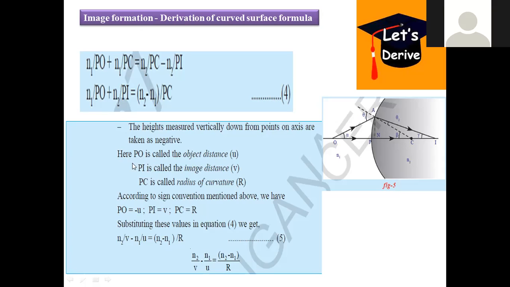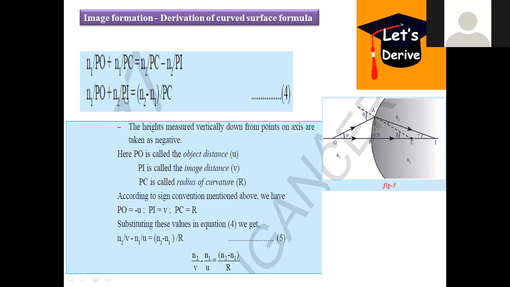Here, some of the parameters are clearly mentioned. PO denotes the distance from the pole point to O point. O is nothing but the object, so this is known as the distance of the object, denoted with the term U. Then from the pole point to I, the image point, this distance is called the image distance, denoted in simplified form as V. Then PC is the distance from the pole point to the center of curvature, measured as R, called the radius of curvature. U is the object distance, V is the image distance, R is the radius of curvature.